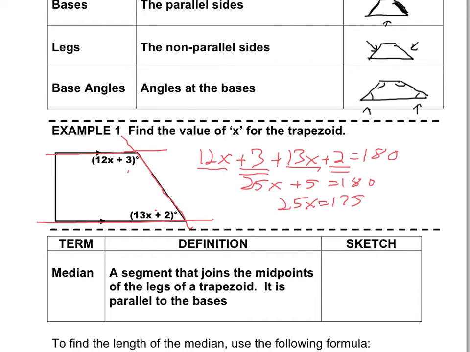I would ask you how many quarters does it take to make $1.75, and you would say 7. So in this case, our x equals 7. Those two angles right there will add up to 180. Which, I want to tell you something, that's true all the time. Your two consecutive angles, this one and this one, along the leg will add up to 180 because they are same side interior.